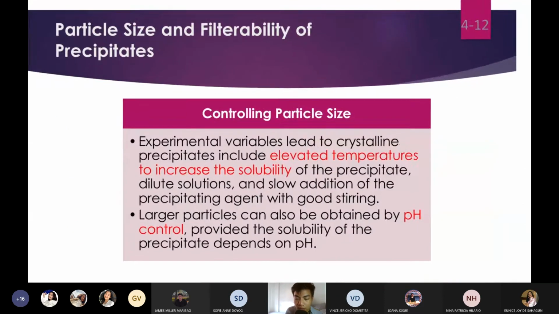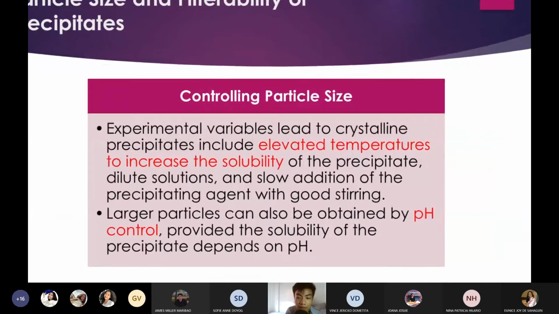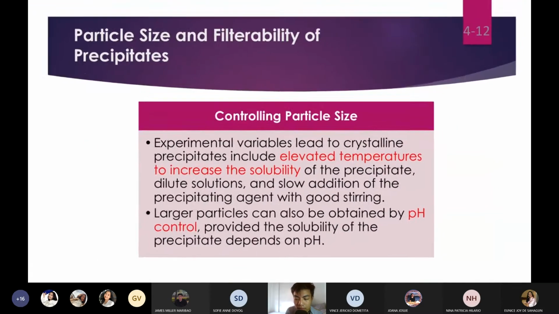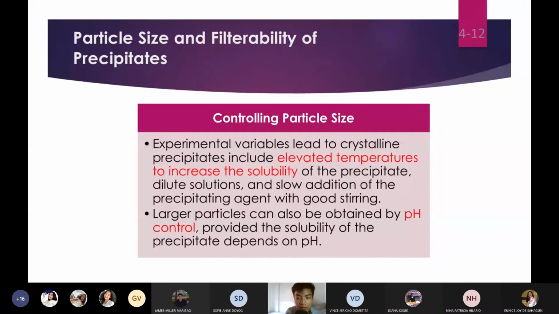Ito pa yung isang way to control the particle size. Ito nga yung pH, no? Nakwento ko na pala kanina to. So, depending on the pH, your particles can grow or become smaller. So, ang target natin is that our particle will be big enough, no? So that they can be filtered, no? By the filter paper. Okay.